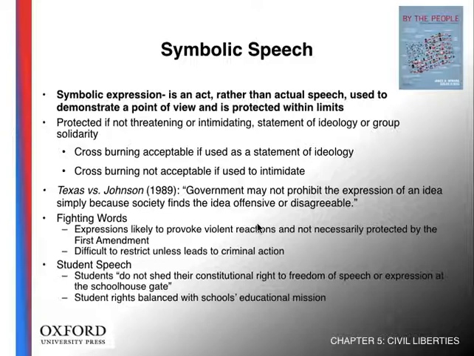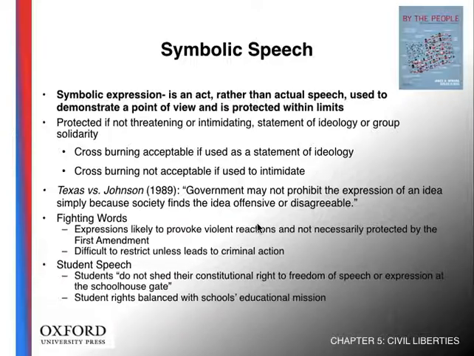So it can be a statement of ideology or group solidarity. So if someone is burning a cross, that could be acceptable if used as a statement of ideology, believe it or not. But if someone is burning a cross that is being used to intimidate someone, say in front of a black person's house or nearby where someone's gathering, then that could be seen by the courts as being intimidating.